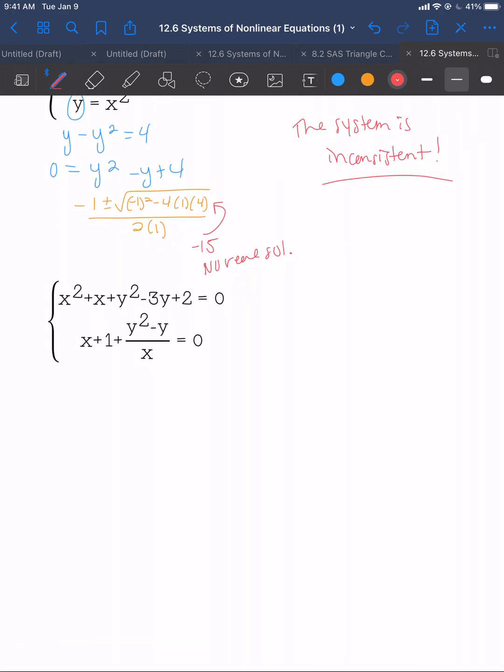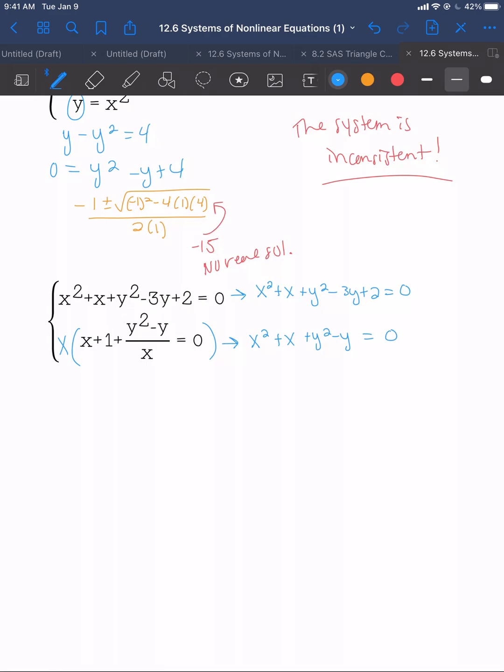Alright, and last one I have here. The first thing I'm going to do, I don't like working with this denominator, so I'm going to multiply this equation by x to get that out of there. So the top is going to stay x squared plus x plus y squared minus 3y plus 2 equals 0. And this one is now going to be x squared plus x plus y squared minus y equals 0.